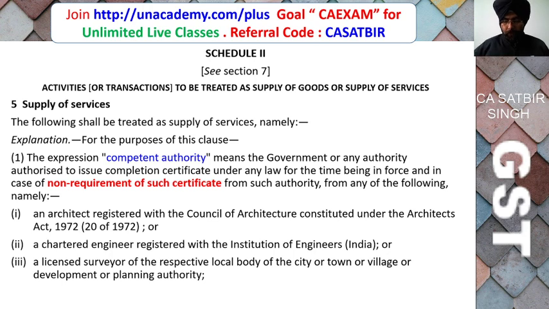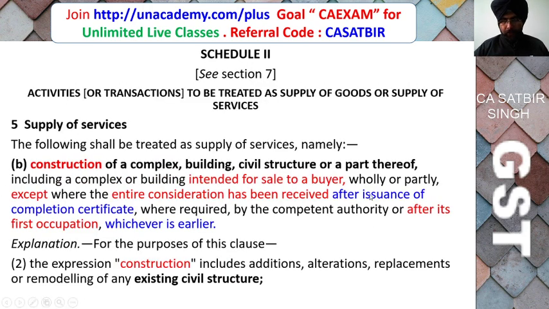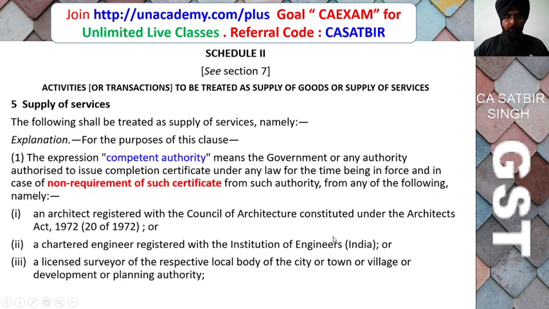Apart from this, what is the meaning of competent authority that we have discussed here? The certificate should be issued from the competent authority. Competent authority means the government or any authority authorized to issue a completion certificate under any law for the time being in force, or in case of non-requirement of such certificate from such authority, from any of the following. So normally the completion certificate should be received from the authorized person of the government, but in case it is not required, then you can receive it from an architect registered with the Council of Architecture, a chartered engineer with the Institution of Engineers, or a licensed surveyor of the respective local body of the city or town or village or development or planning authority.